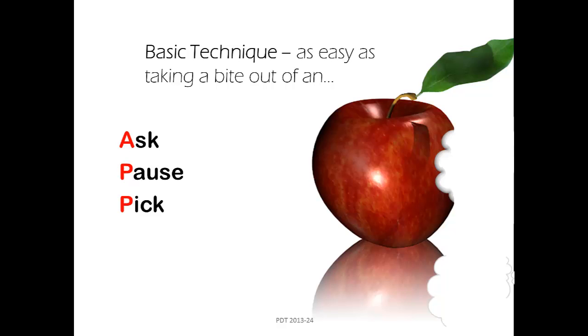Then, pick a student to answer the question. Choose someone whose expression seems to indicate an ability to answer, but don't always pick the same few students. Occasionally, pick the quiet students who refuse to raise their hands. By doing so, you send the message that you are willing to ask anyone for the answer. This means everyone must have an answer available to give.